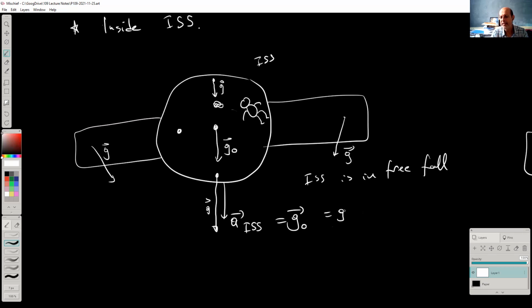So that's the gravity somewhere around the center of the ISS. It's just a value, whatever it is.